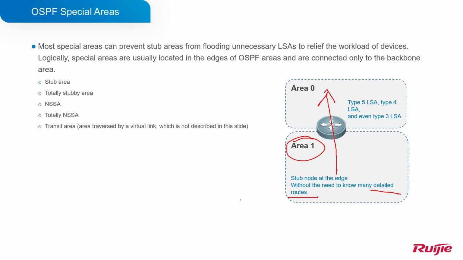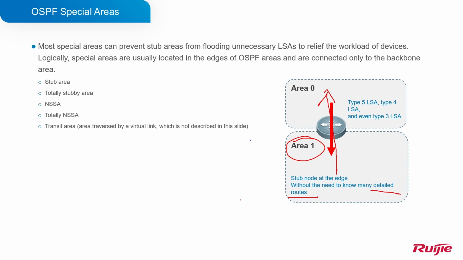Okay, so next, we can see for the backbone area, for different areas, if the device wants to communicate with the external network, we have to get the type 4 and type 5 LSA information, right? If we want to communicate with a different area, we have to get the type 3 LSA information, right? And we use the type 3 LSA for inter-area communication, and we use the type 4 and type 5 LSA information to access the external network.